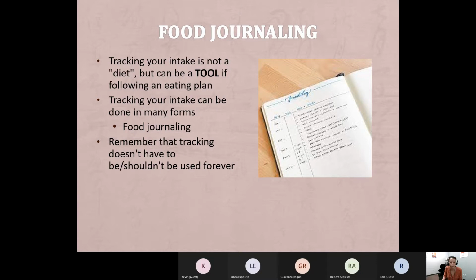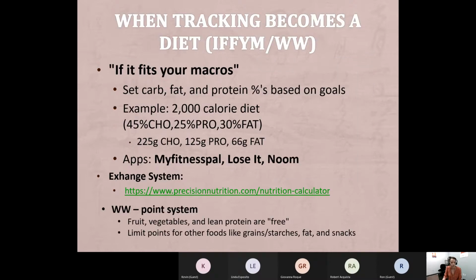I'm going to touch on food journaling now because I think that this is a really effective strategy for some people. Tracking your diet is not a diet per se, like using apps or whatnot, but it can be a tool if you are following an eating plan. Tracking your intake can be done in many forms, such as food journaling. And remember that tracking doesn't have to be used forever, but it is very helpful to really see what you're truly consuming.